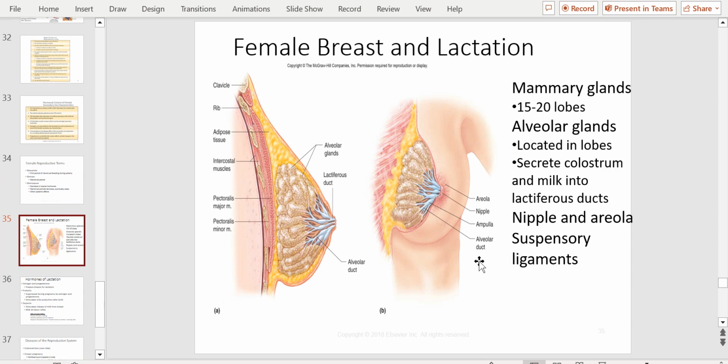And here we've got female breast and lactation. Mammary glands, there tends to be about 15 to 20 lobes. Alveolar glands located in these lobes secrete colostrum and milk into the lactiferous ducts. Nipple and areola, suspension ligaments there. You guys can have a look at those. Might be a question or two on that.